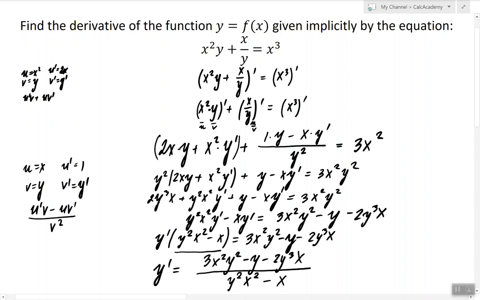So this is how we find the derivative of a function given implicitly. Note that your answer may look different depending on the intermediate steps that you took.